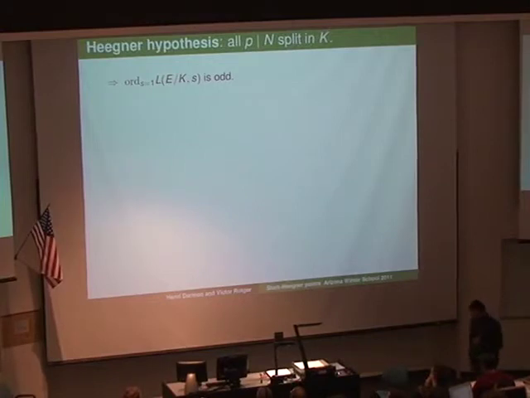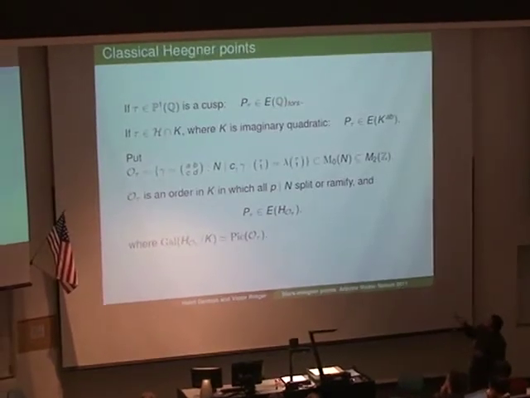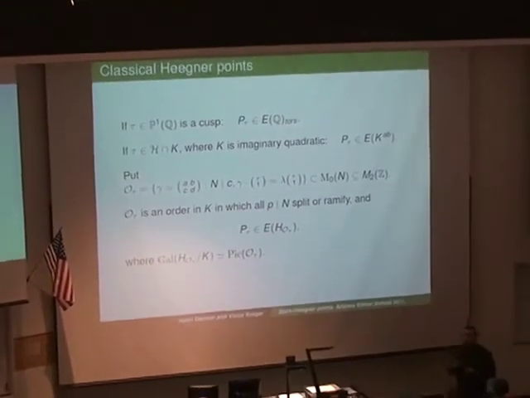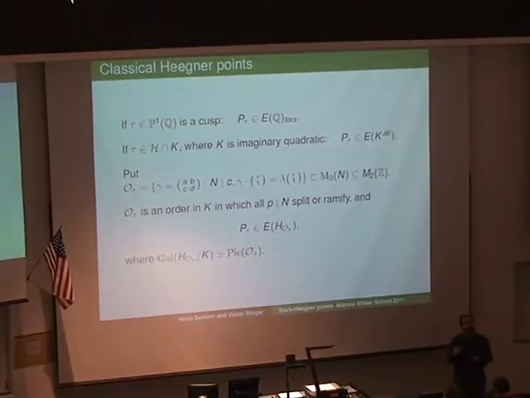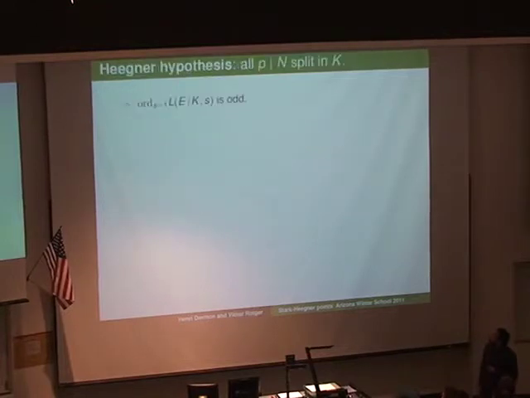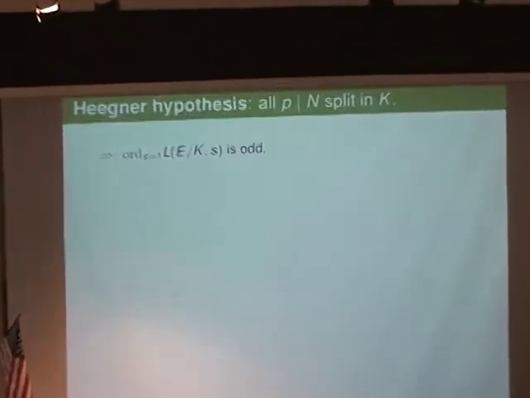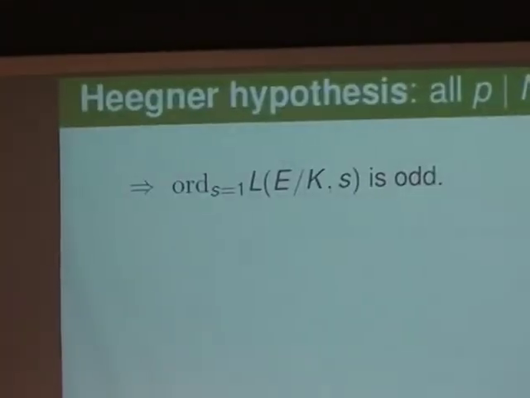So having said this, it's natural, if you want, to restrict now only to those imaginary quadratic fields K in which all primes P dividing the level are split in K, or if you want, split or ramify in K. I won't consider primes in the level which also ramify in K, just to lighten the notation. So let's assume the following hypothesis, which people call the Heegner hypothesis: all primes dividing the level are split in K.